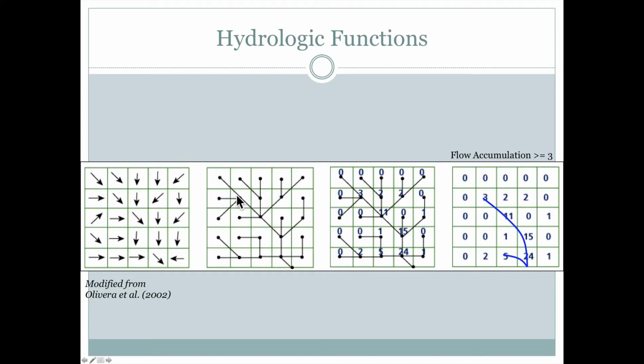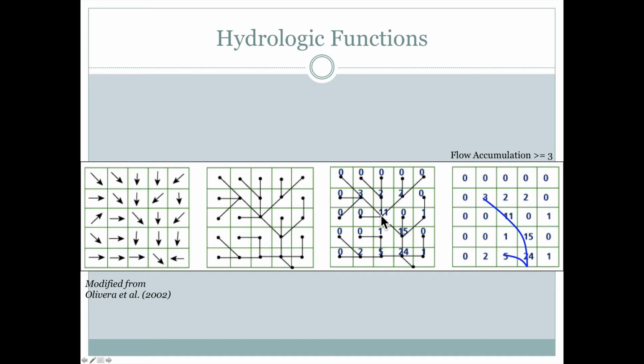Then we can put together a network showing how all of these connections take place. So this grid cell would flow into this grid cell, would flow into this grid cell, and this grid cell would flow into this grid cell. We can represent that as a flow accumulation. So this grid cell here has accumulated flow from 3 other grid cells. So we could see that's a flow accumulation of 3.